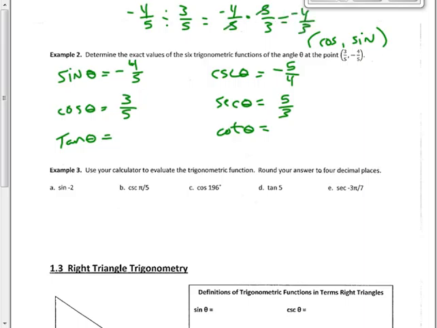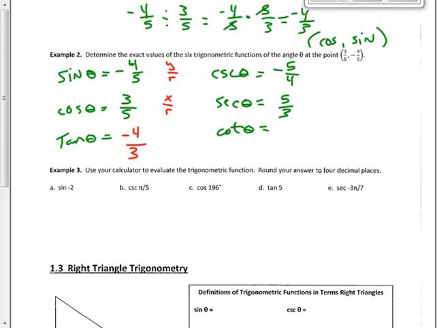Okay? So we said that the tangent was y over x, and so if I look at this sine value as y over r, and this cosine value is x over r, the y is negative 4, the x is 3, and I get negative 4/3.